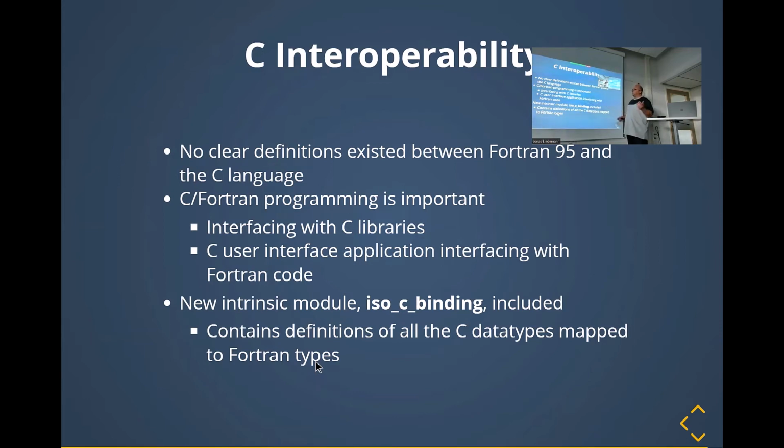This is important when you want to interface with C libraries, use C routines in some way, or provide interfaces to C programs. You need to be able to declare your Fortran code in a way that C understands it, or declare your C routines so that you can use them in Fortran. So there is a new module called ISO_C_BINDING, and that contains all of the C data types mapped to the corresponding Fortran types.